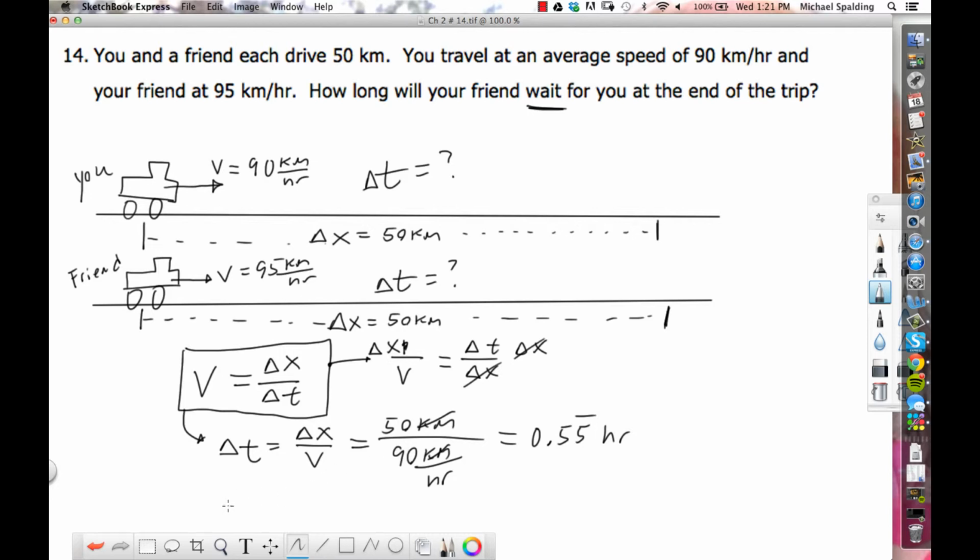Okay, so doing the same equation for your friend. Delta t is delta x over v. So it's 50 kilometers again, but your friend went at 95 kilometers per hour. So the kilometers cancel, and you get 0.5263 hours. So how do you figure out how long your friend is going to wait? You subtract those two, 0.555 minus 0.5263, and you get 0.029 hours.